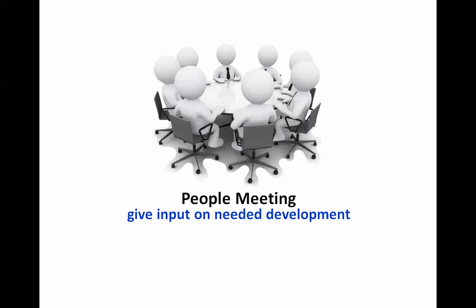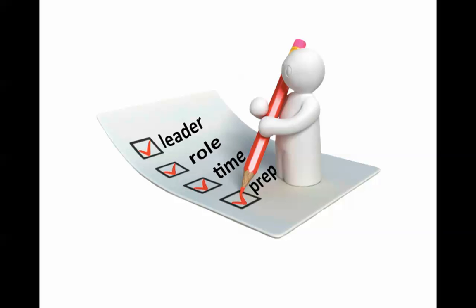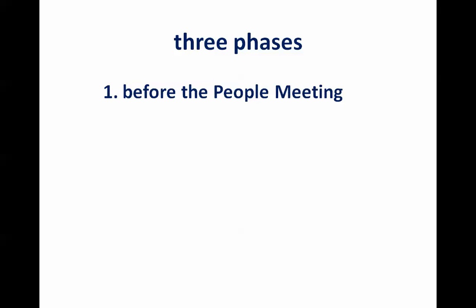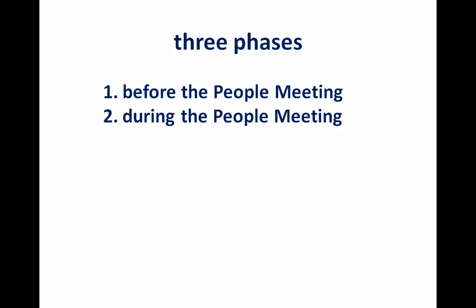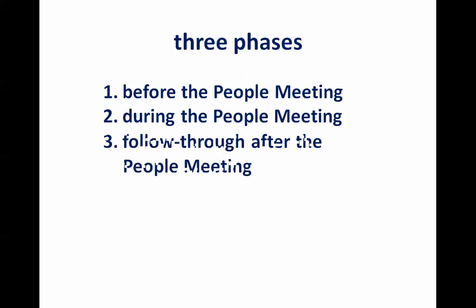This process can help meet our leadership needs by ensuring that we're able to place the right potential leader in the right leadership role at the right time and with the right preparation. This process has three distinct phases. Before the people meeting, gathering the assessment information needed for the meeting. During the meeting, engaging senior leaders in assessing potential leaders. And follow through after the meeting. Follow through of the action points from the people meeting.